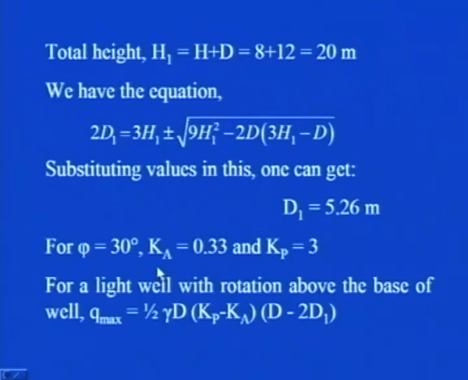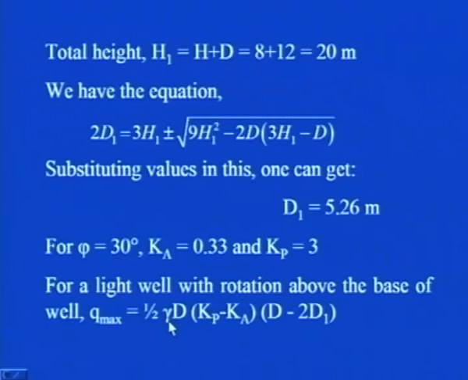Now, this Terzaghi's analysis has the assumption that Kp and Ka are to be determined using Rankine's theory. So, if you go back to the concepts of lateral earth pressure theories, the angle of shearing resistance phi is given to be 30 degree, and correspondingly Ka and Kp will be 0.33 and 3. So, in case of a light well with rotation above the base of the well, Q max will be equal to half gamma D Kp minus Ka D minus 2 D1, which we have just now seen, how we can obtain this expression for Q max. So, now I know each and everything in this particular expression.